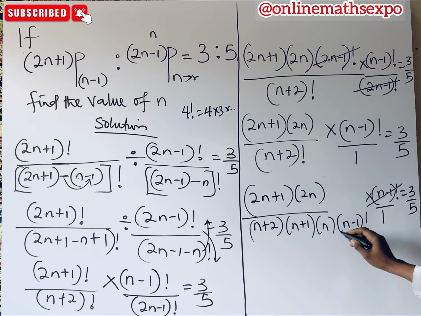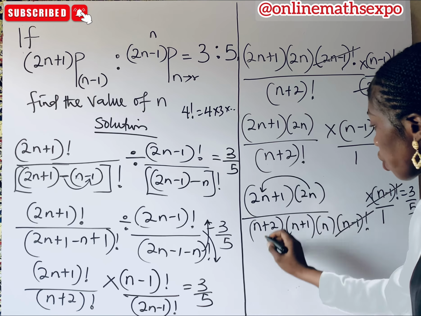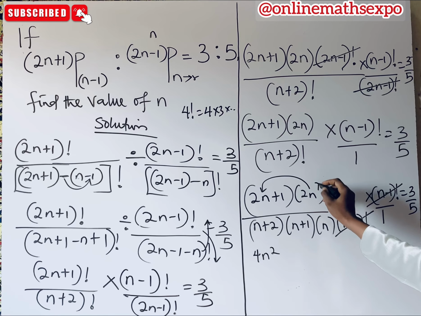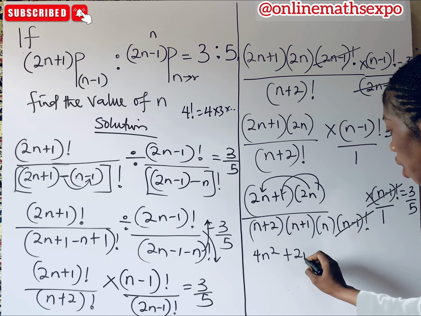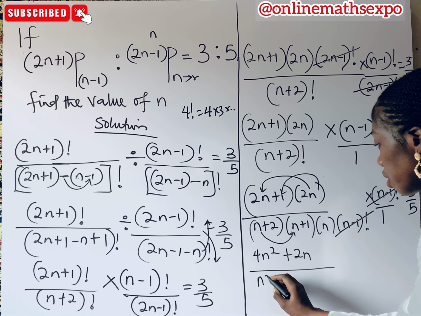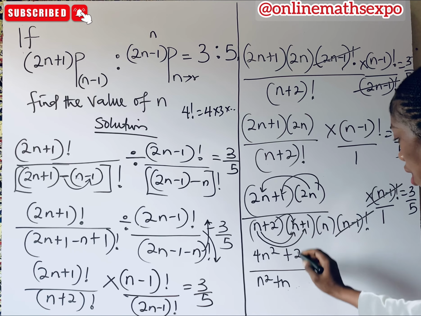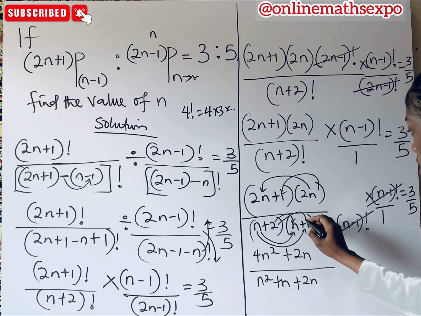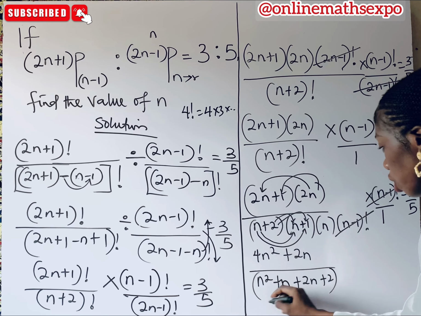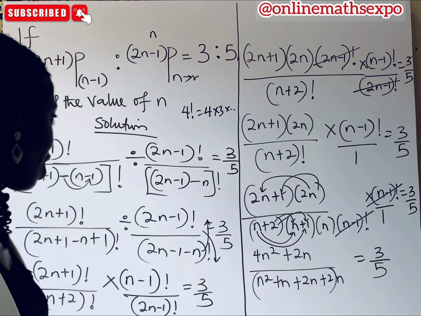So we cancel out this factorial. So we are left with this. We now multiply this to give us 4n squared. Use it also here. We have 2n all over. Multiply this, we have n squared. This will also multiply this to give us n. Do this here, we have 2n. Do the same here, we have 2. All is being multiplied by n. If this has cancelled, we are left with 3 over 5. So at this point, we keep simplifying till we get the result.